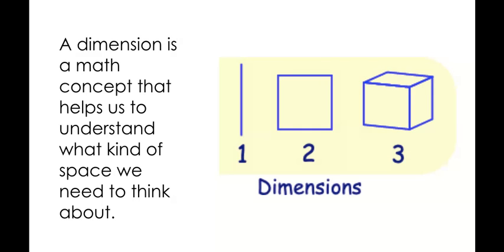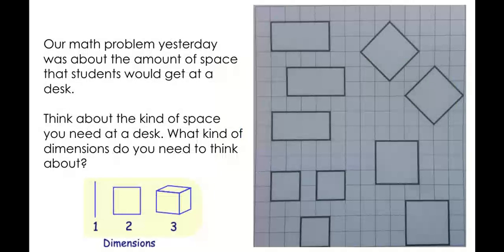Now, how does this connect to the math problem that we worked on yesterday? Our math problem yesterday was about the amount of space that students would get at a desk. So I want you to think about your desk for a minute, the desk you're sitting at right now. What part of the desk do you need? Do you just need a straight line at the edge? Or do you use the surface of the desk? Do you use a whole area? If you're like me, you use the whole area.